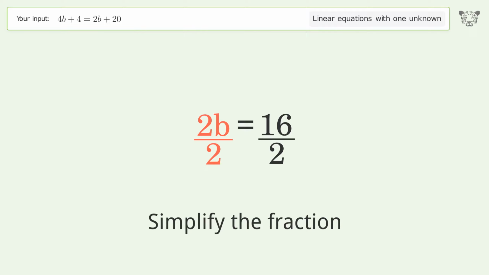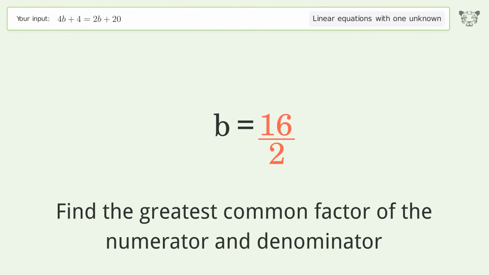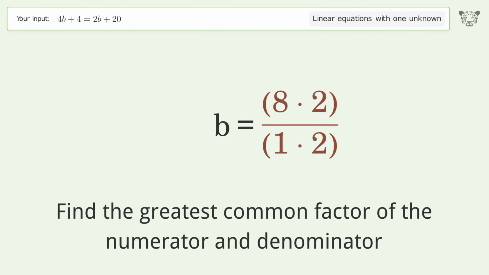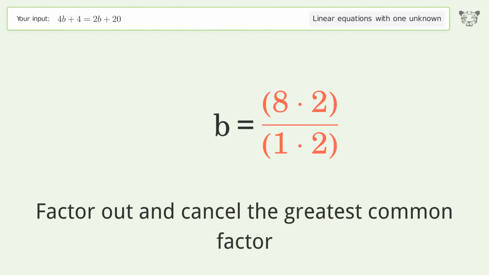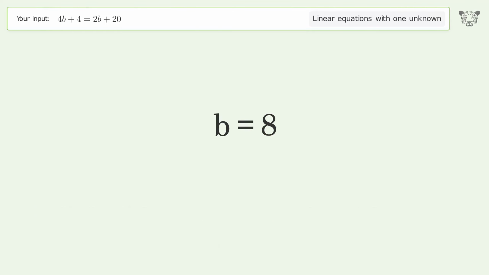Simplify the fraction. Find the greatest common factor of the numerator and denominator. Factor out and cancel the greatest common factor. And so the final result is b equals 8.